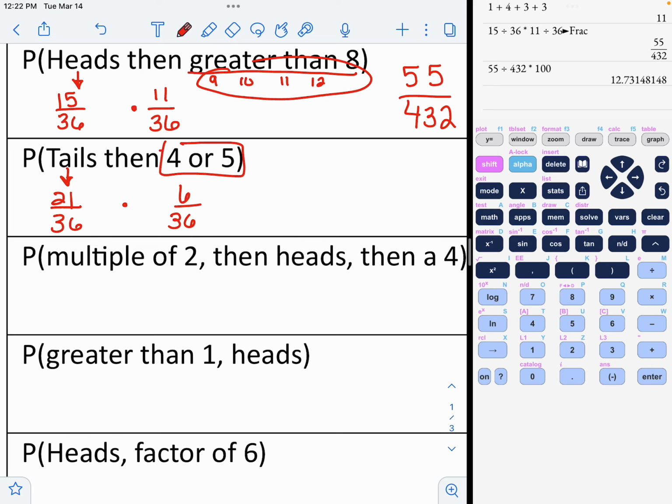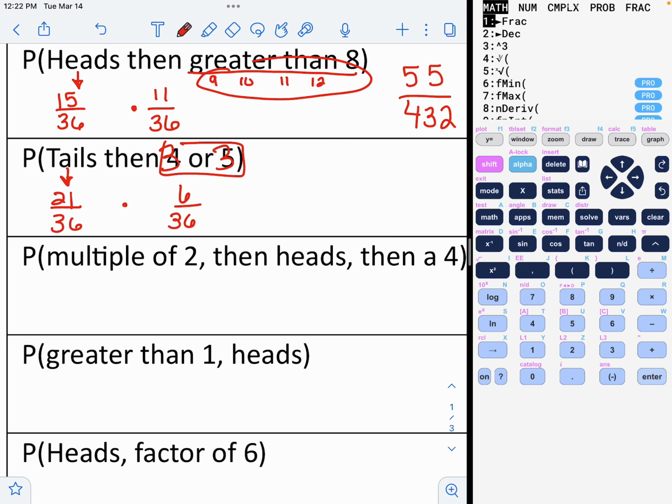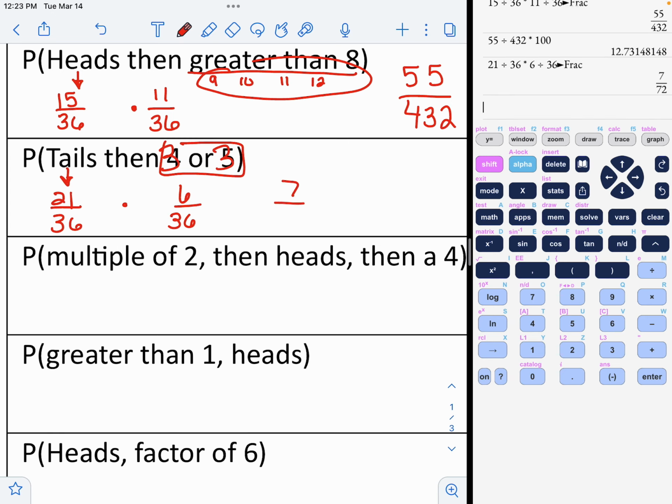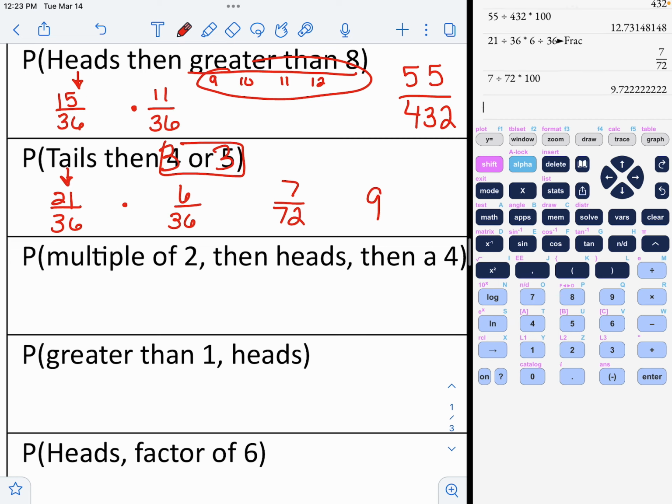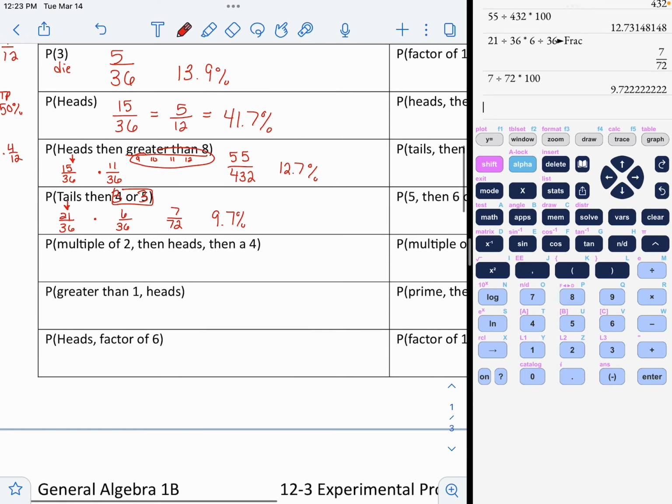So 4 happened 3 times, a 5 happened 3 times. 21 out of 36 times 6 out of 36. Math, enter, enter, is 7 out of 72. 7 out of 72 times 100 is 9.7%.